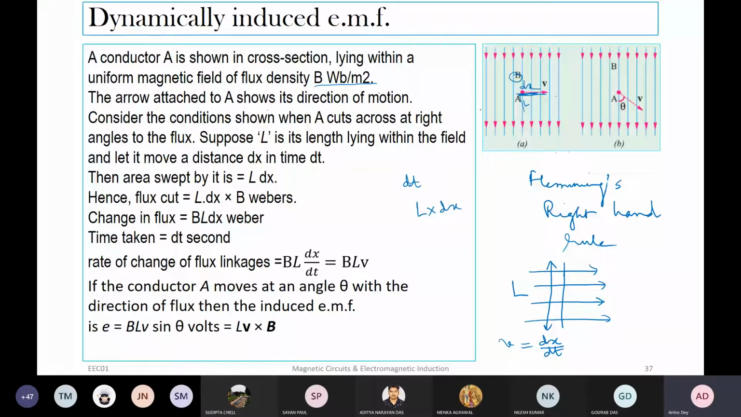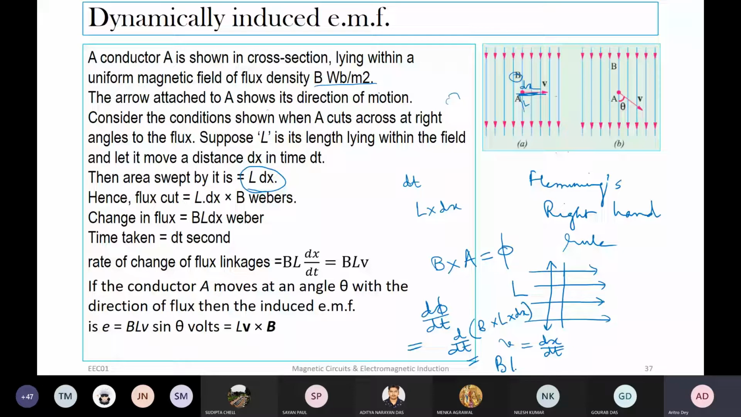If you look from the side view, it is like this. This is your L. So L into dx is the area swept in dt time. Then B into that area will give you phi. So now d(phi)/dt is equal to B d/dt of L into dx. So you can write it as B L V, as I have shown here.